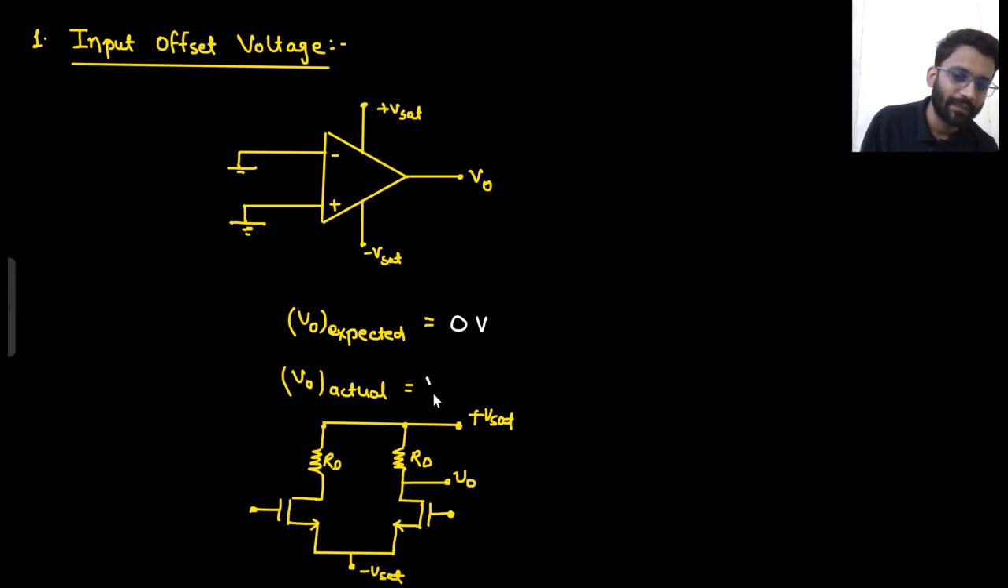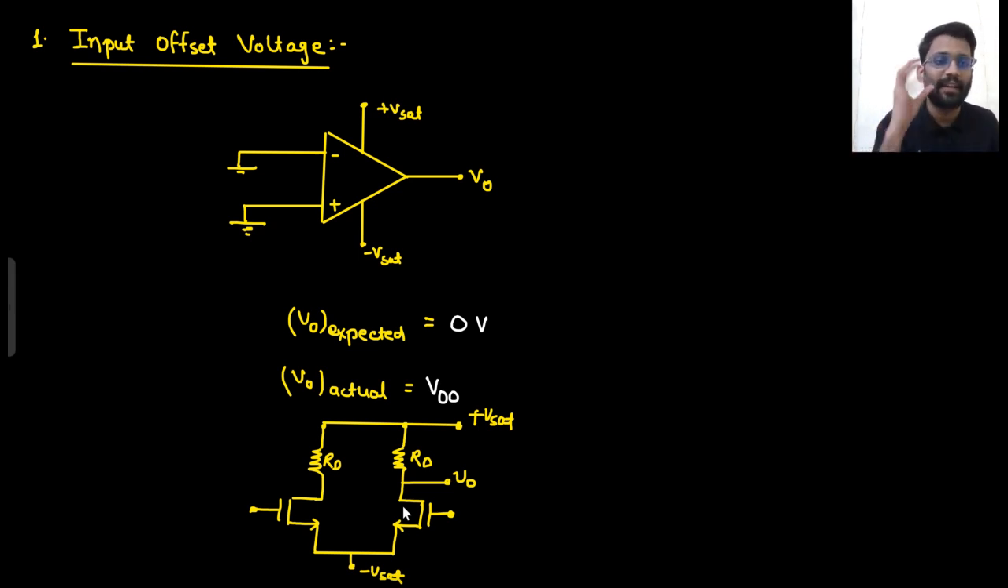That output I can say is the output offset voltage. When both of the terminals of the input are connected to 0, still you are getting some output. You just brought an op-amp from the market. You did not connect anything. You just connected both of the terminals to ground. Then at the output you would expect 0 voltage, but you would get some finite voltage there. It can be some millivolt, it can be some microvolt, but you would certainly get some finite voltage. So that is known as output offset voltage.